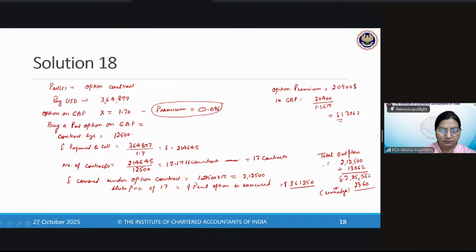So, sorry, total outflow would be 225,562 plus 2,360, 227,922. Option C.